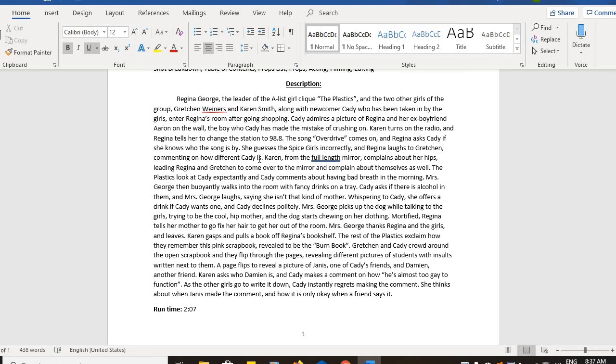So then Mrs. George, Regina's mother, comes in and buoyantly walks into the room. See, descriptive language, buoyantly walks, sets a tone and a flavor that helps the reader to get excited about your story. With a fancy tray of drinks, Caddy asks if there's alcohol in them, and Mrs. George laughs, saying that she isn't that kind of a mother, but then whispering to Caddy on the side to offer her a drink if she wants one.